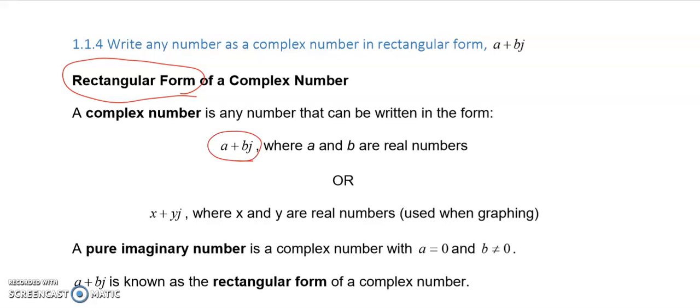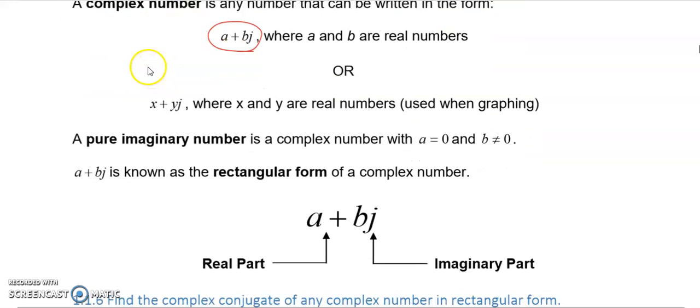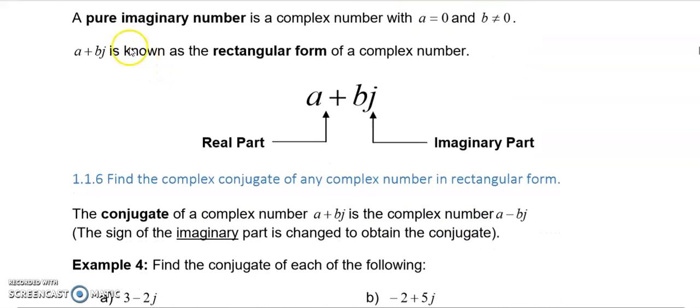You have A, which is a real number, plus B, which remember is also a real number, but because it's multiplied by J, that part is what we call the imaginary part. So a complex number written in rectangular form actually has two parts to it, or it could have two parts to it, and it basically looks like this right here, A plus B times J.